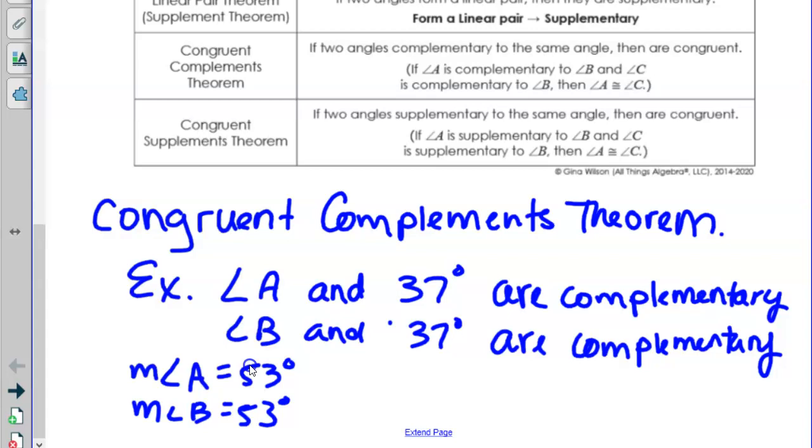So if I don't explain it, it gets weird in a proof. So everybody got that in your head? If you prove that two angles are complementary to the same angle, then you can prove they're congruent. Or throw in the word supplementary.